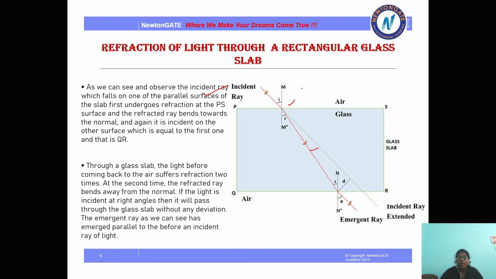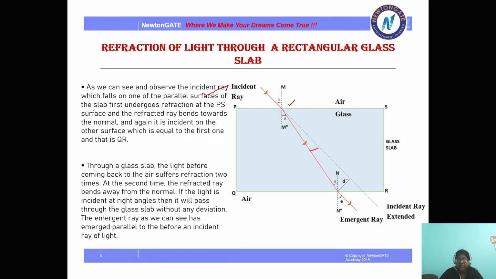Also we should understand some phenomena: if there was no glass slab, your incident ray would have come in a straight line. If you extend that straight line, and the ray that is emerging out of this glass slab, these two will be parallel to each other. So basically, after getting refracted twice, your emergent ray is still parallel to the path of the incident ray, but there is a lateral shift.